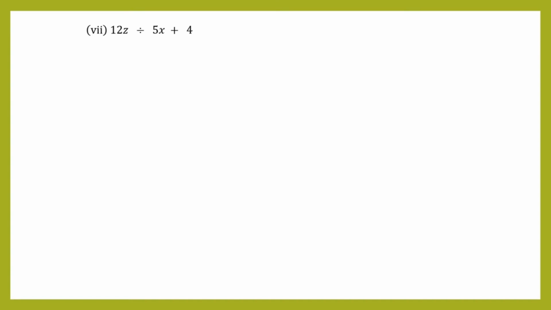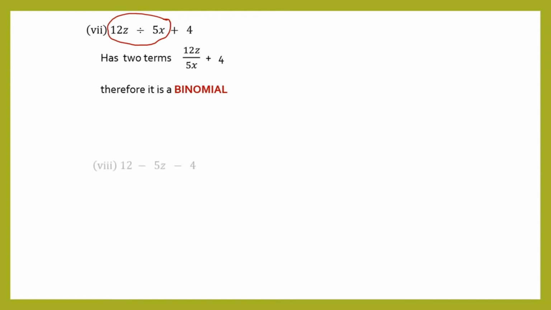Question 7. 12z divided by 5x. Now this becomes one term because there is a division sign there, plus 4. So we have two terms, 12z by 5x plus 4. Therefore, it is a binomial.